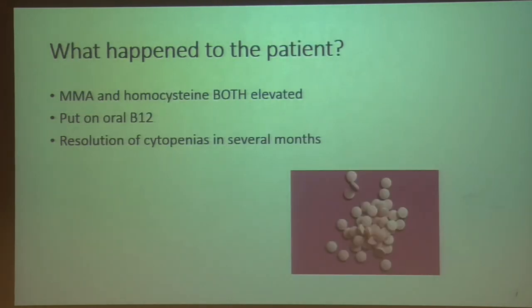Okay. So what happened to this patient? The MMA and homocysteine were both elevated. The patient was put on oral B12 and had resolution of cytopenias. And that's what you would expect.